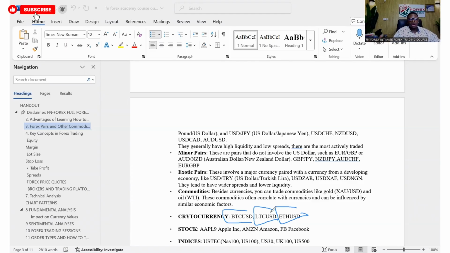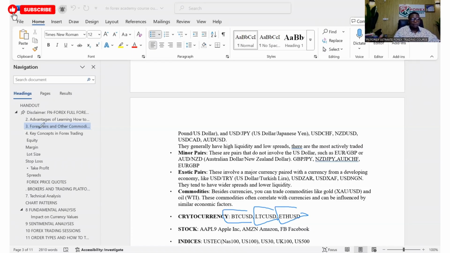Then we also have stocks. Under stocks, I've given you a few. We have Apple, we have Amazon, we have Facebook. There are many other stocks which we can also trade. It is all in the broker we are going to be using, Xness, right? So I'll be showing you guys all of these commodities, the stocks, the indices, everything, and how you can actually trade them right there.